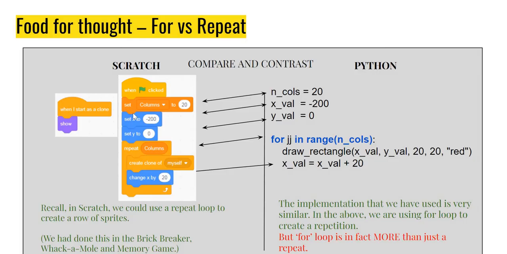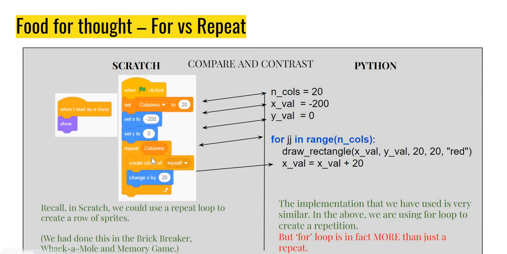Say previously in the Brick Breaker game, for example, we had put one row of sprites, we had made clones of it, but you see the similarity between this code that we have written now and what we had done earlier, right? So if we have set n calls to 20, we have set x and y initial values, likewise to minus 200 and 200. And then we had a repeat loop, repeat column times. Here we are saying for JJ in range n calls. Remember, n calls is also meant to be like a column.